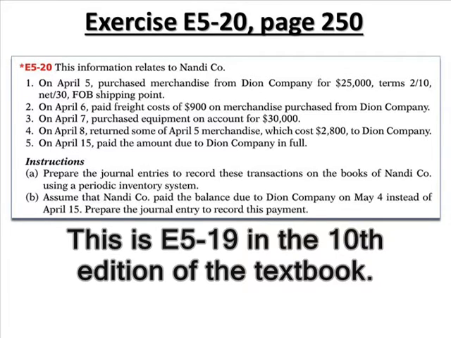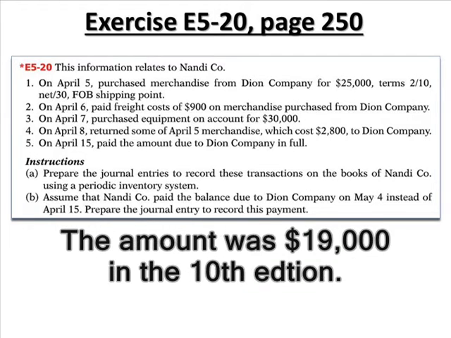5-19, page 245 says, presented below is information for our company, five transactions. A, prepare the journal entries to record these transactions on our books using periodic inventory. One, April 5th, purchase merchandise from our supplier for $19,000, terms 2/10, net 30, FOB shipping point.